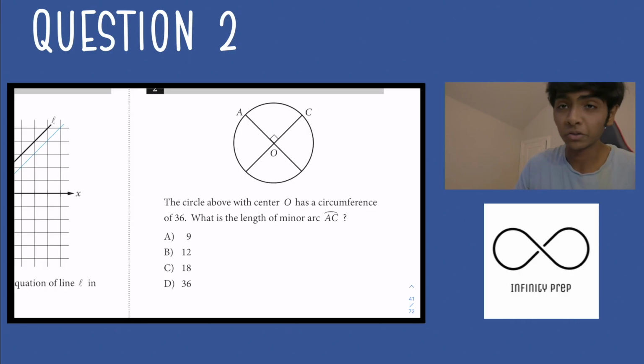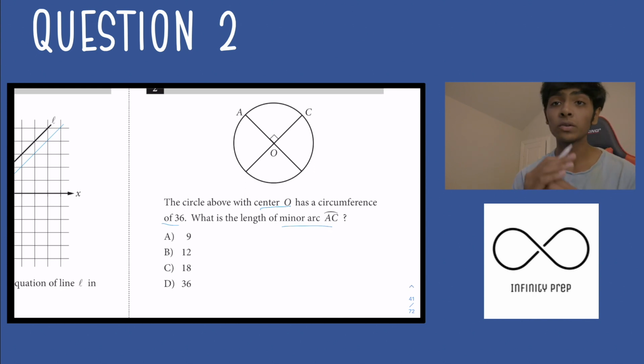Okay, now let's go to question 2. Question 2 states that the circle above has a center O and has a circumference of 36, and it's asking for the minor arc AC. Now for these circle questions, it's important to remember that most of these you can just do with simple ratios. Like for this one, for example, we're given a 90-degree angle, and we know that the total degrees in a circle is 360.